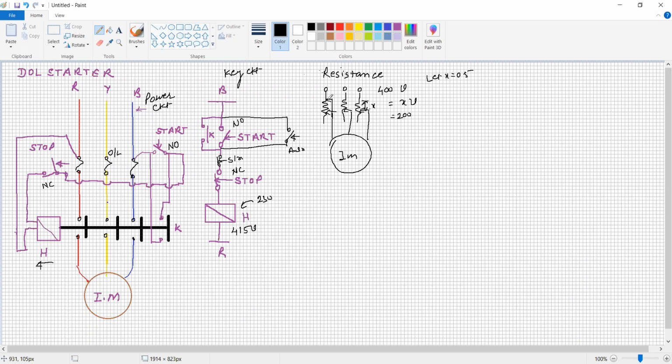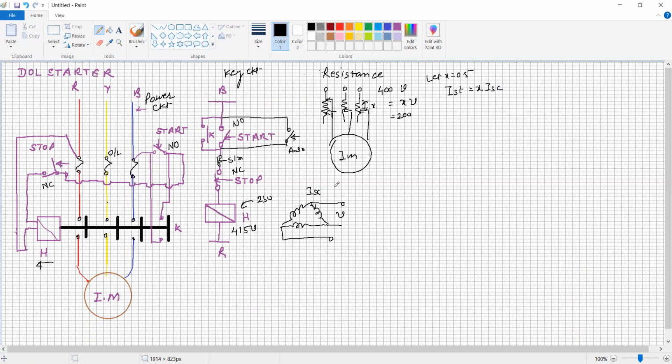Under such condition, the starting current becomes equal to X into short circuit current, X into ISC. What is ISC? Suppose this is a delta connected or star connected induction motor, and we are applying the rated voltage V, and the current flowing per phase is ISC under standstill condition.